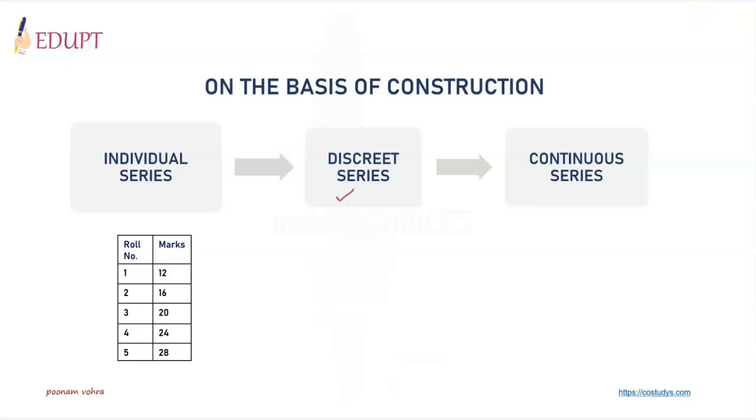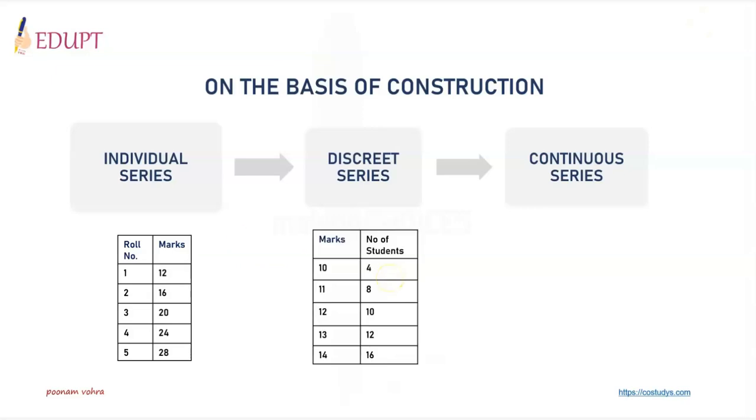Then is discrete series. This is also called ungrouped frequency distribution, when values of all units are arranged in groups which are exactly measurable. In these series, all the values of variables are divided into certain groups, and values are represented along with their corresponding frequencies. For example, 10 marks are obtained by 4 students, 11 marks are obtained by 8 students, 12 marks are obtained by 10 students, and so on.